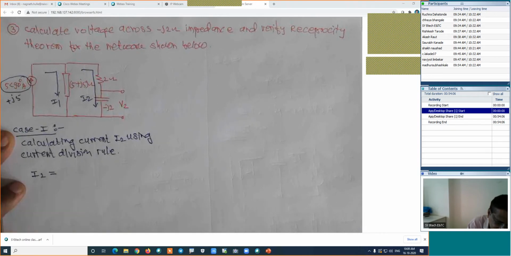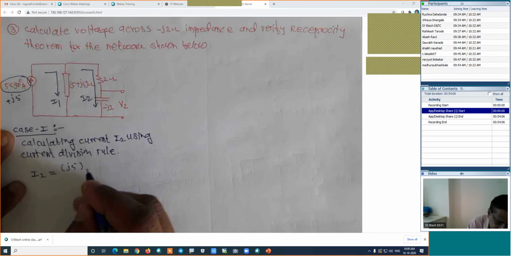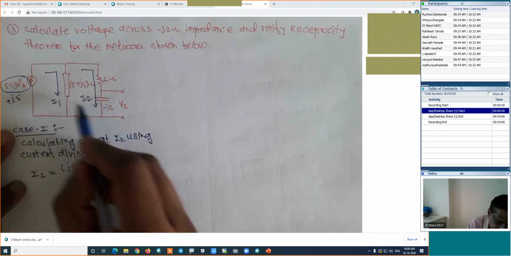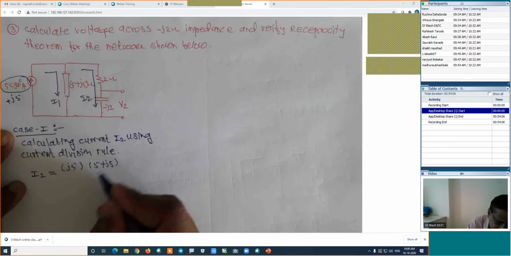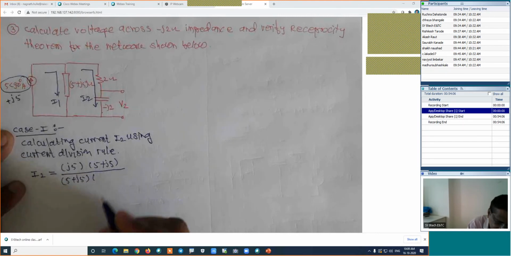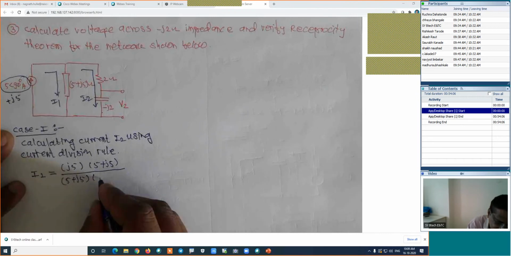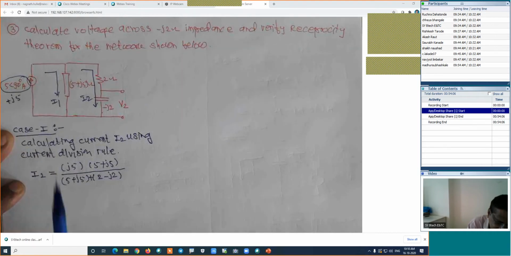Now, how is the total current? Total current is J5 into the impedance of the opposite branch. In this branch, we are interested in the current, that's why this is the opposite branch. That is 5 plus J5, divided by the impedance of both branches, that is 5 plus J5 for one branch, and the second branch is 2 minus J2, with a plus here. I will repeat the formula. In this branch we know the current, so no need to bother about this branch.